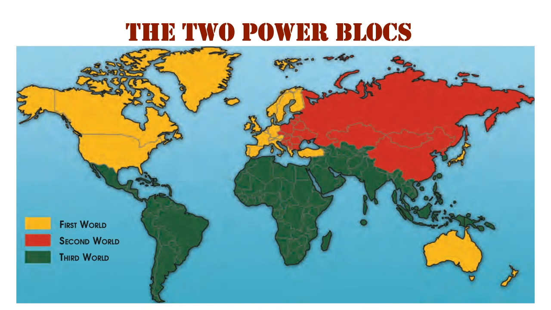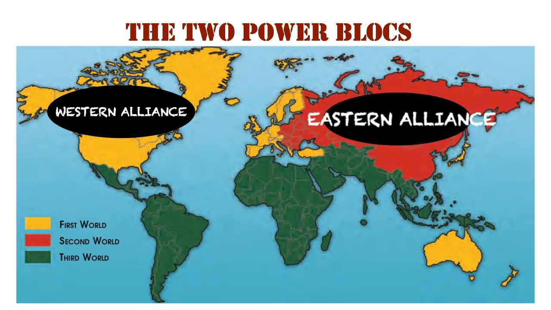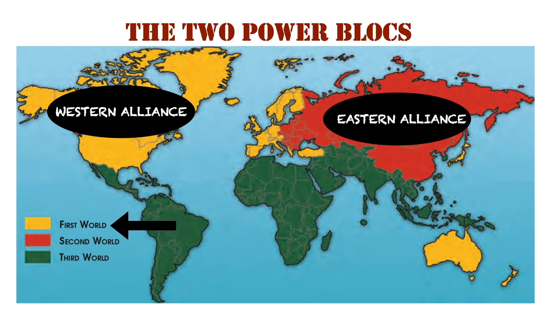This map has been taken from your textbook. As you can see in this map, the countries in yellow took the side of the United States and were called the Western Alliance. Those in Eastern Europe, painted in red, took the side of the USSR and were called the Eastern Alliance. Look at the key down below. The Western Alliance is also known as the First World, the Eastern Alliance the Second World, and the Asian and NAM countries the Third World, which we'll do later.